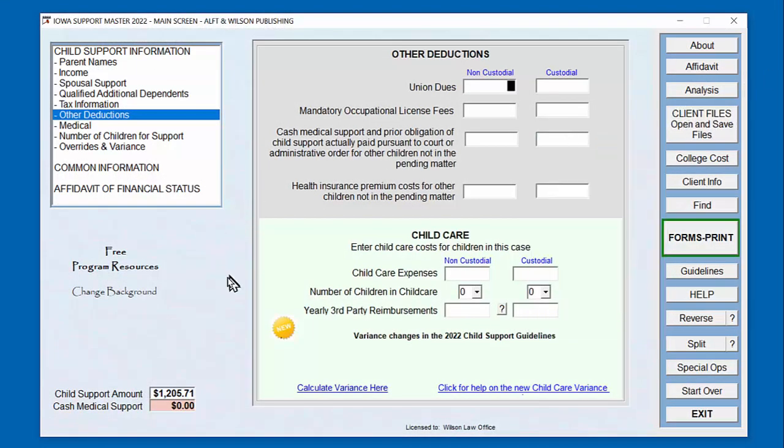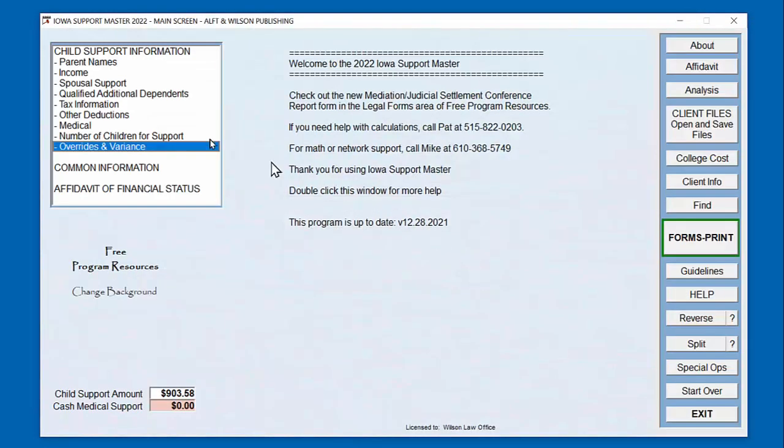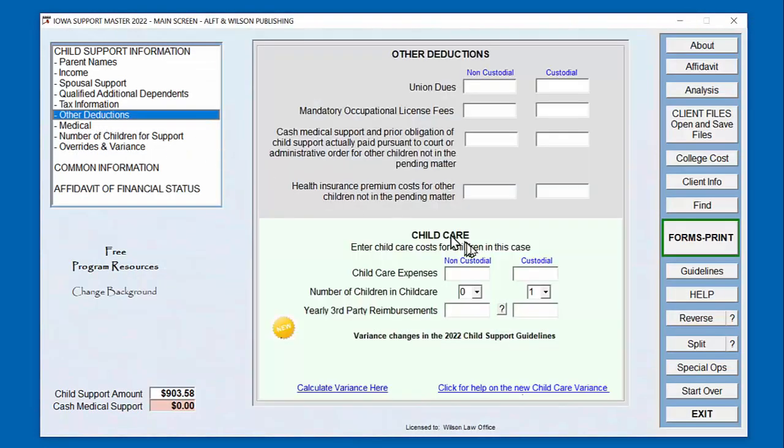Let's go back to the main screen. Okay, so we want to return to the variance feature and clear out the variance. I'm representing non-custodial parent. We don't want to pay this. We're going to remove and return. And you've got to go back to other deductions and enter the $500 per month back in.